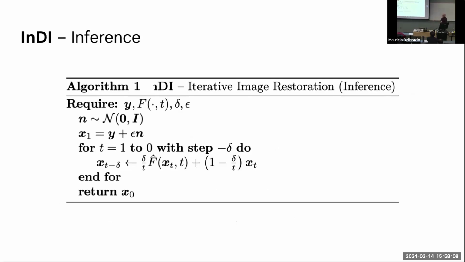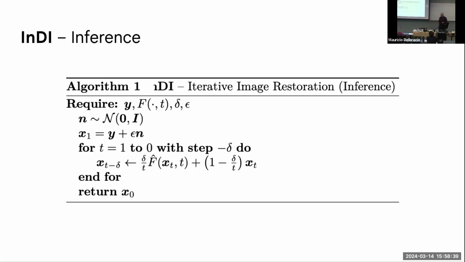Then during inference, once we train the model, what we do is very simple. We first start from Y, add very little noise, this is optional or depends on the application. And then we move from time 1 to 0 by decreasing time steps, get the estimate, generate the convex combination, and repeat until we reach 0. And that's it. We need to fix the step size or the number of steps we want to run.